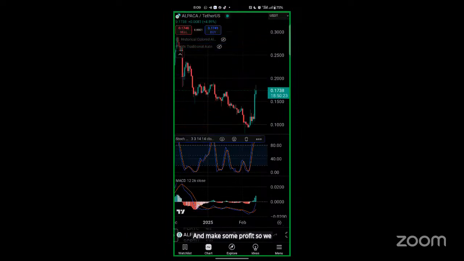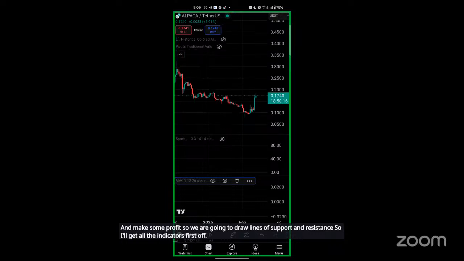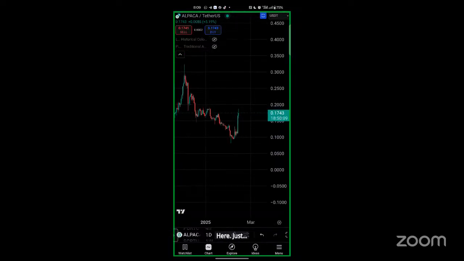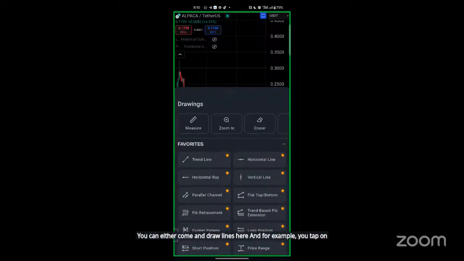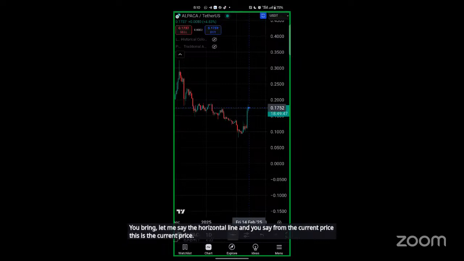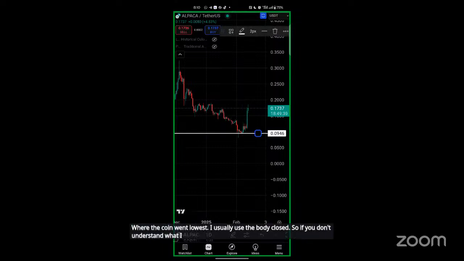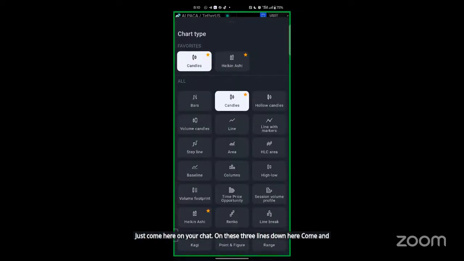So we are going to draw lines of support and resistance. So I'll remove all indicators first. I want to look at a long term. Now, if I want to trade here, for you to trade, you can come and draw lines here. For example, you tap on the pencil, you bring the horizontal line, from the current price. Where the coin went lowest, I usually use the body close. If you don't understand what I mean by body close, just come here on your chart, on these three lines down here, and change the chart type from candles to line.